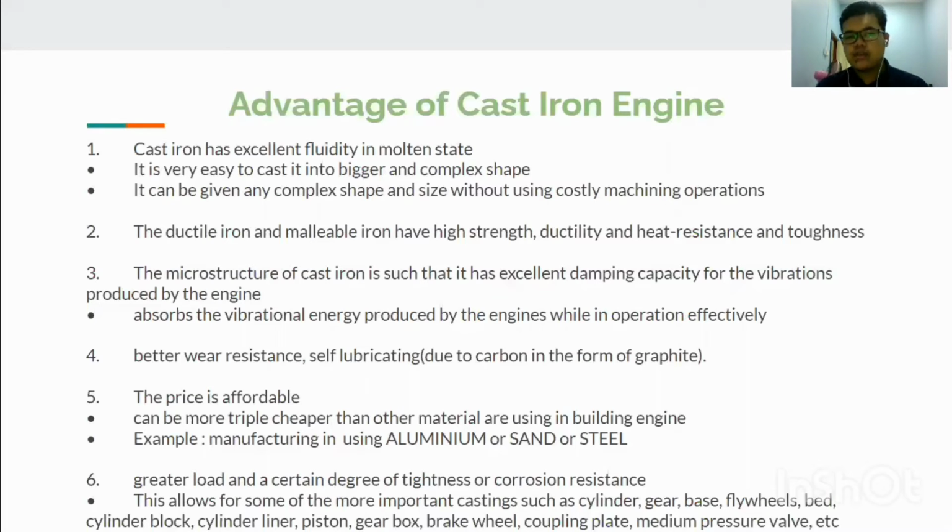And also, cast iron engine can bear greater loads and has a certain degree of tightness and corrosion resistance. This allows it to be used for important parts, such as cylinder, gear, base, flywheels, bed, cylinder block, cylinder liner, piston, gearbox, brake wheel, coupling plate, medium pressure valve, and others. Okay, thank you.